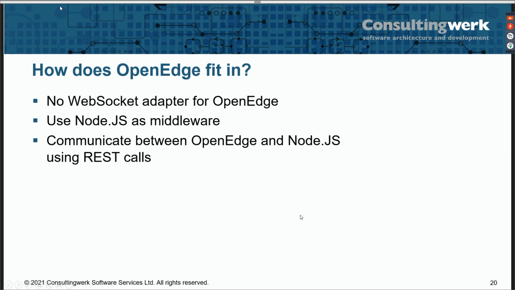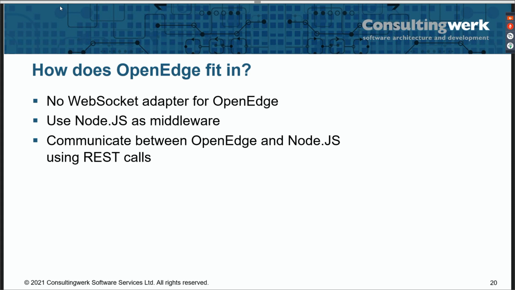Now, how do we integrate OpenEdge with all of this? Well, as you probably know, there is no WebSocket adapter for OpenEdge. So Node.js now needs to become a middleware and communicate with OpenEdge using REST calls. For that, we would need to set up a web handler in Express.js that will accept post requests from OpenEdge, and vice versa.